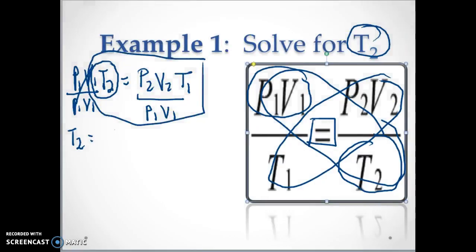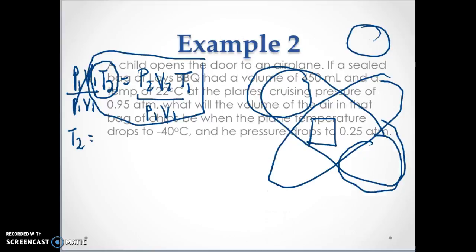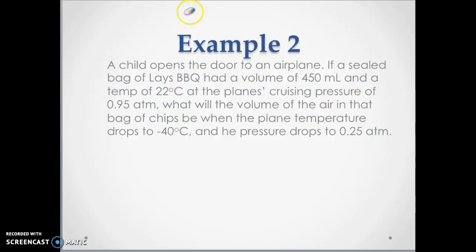Example 2 has numbers in it. I'm going to do example 2, and then you're going to try example 3, and that's how we're going to end the podcast.